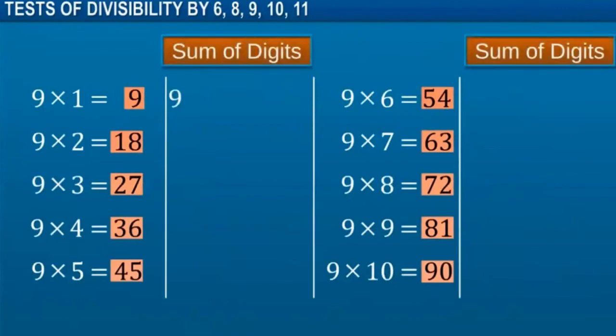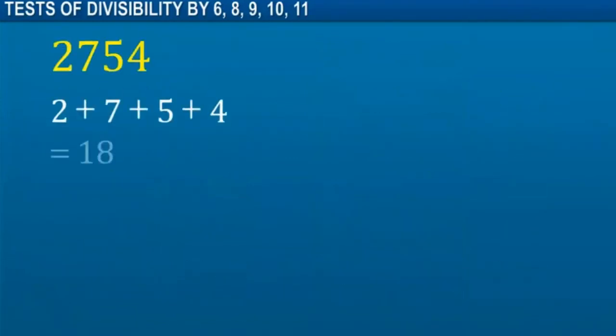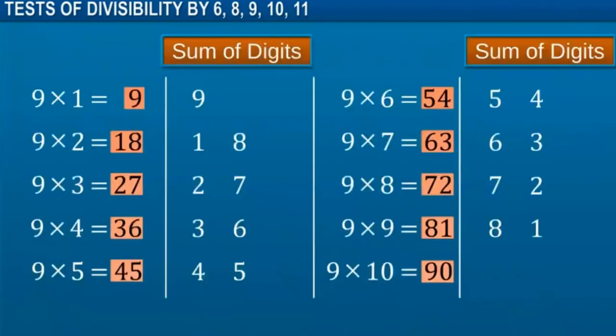Now, look at this interesting pattern. Note that the sum of the digits of each multiple of 9 is divisible by 9. There are some more numbers. Okay, so next the divisibility by 9. Now divisibility by 9 is similar to that of divisibility of 3.